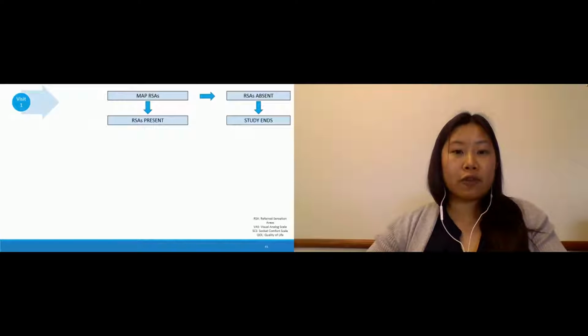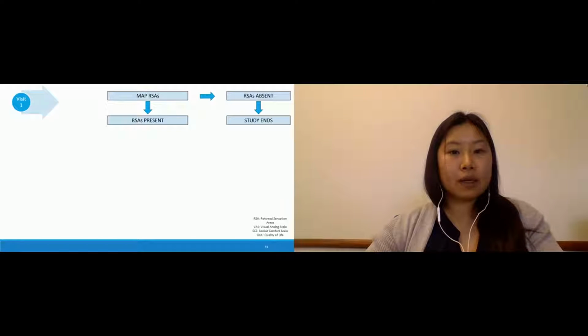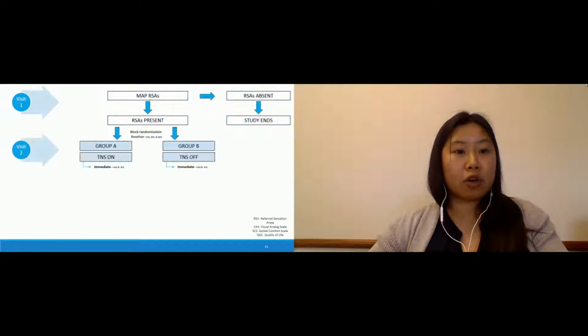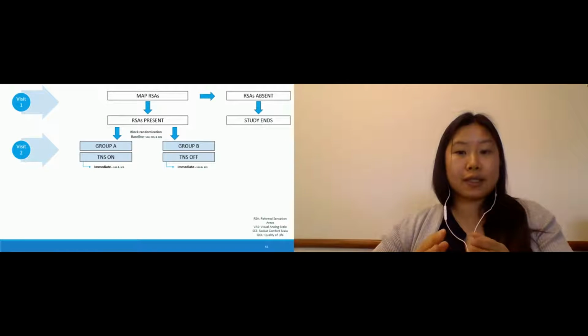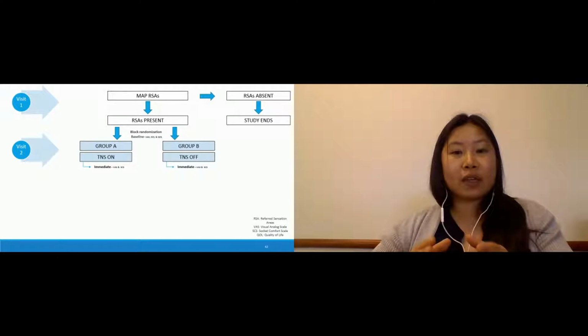If we do find the referred sensation areas of interest, we will ask the participant to return in 2 weeks' time. Here, we'll collect baseline measurements, as well as randomize them into group A or B. Both groups will have the phantom stimulator installed on their prosthesis. However, only Group A will have their phantom stimulator turned on, and Group B will be the control.